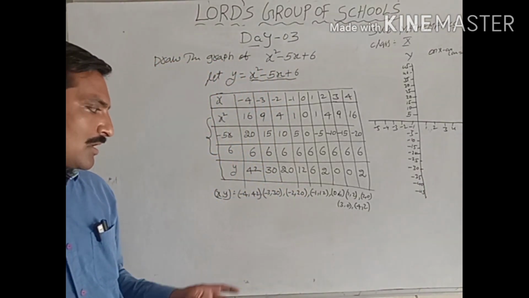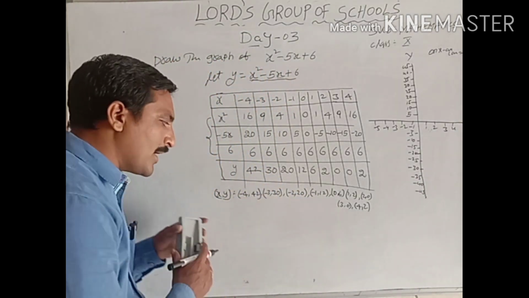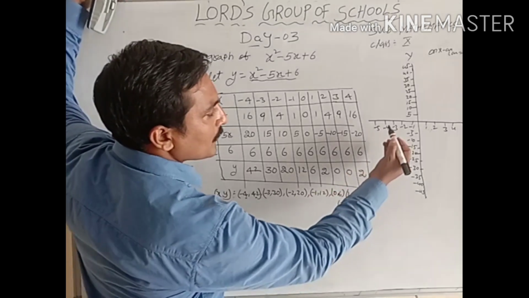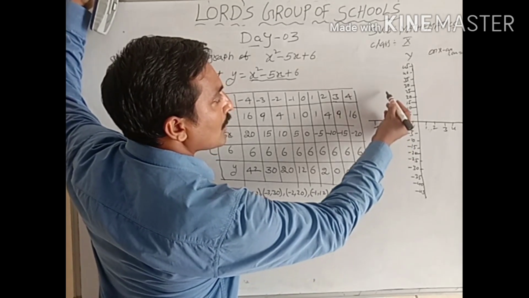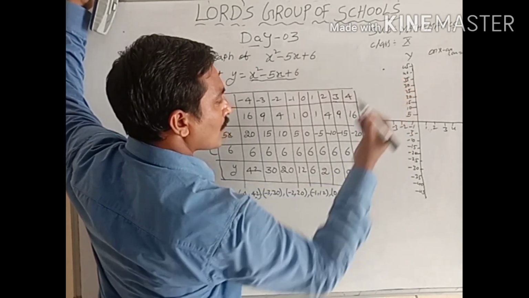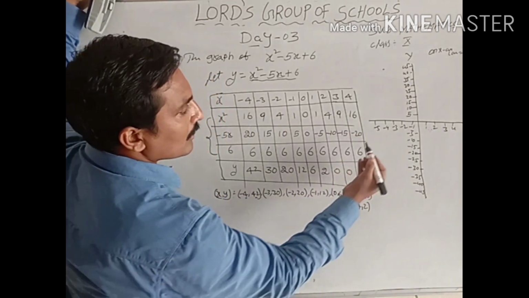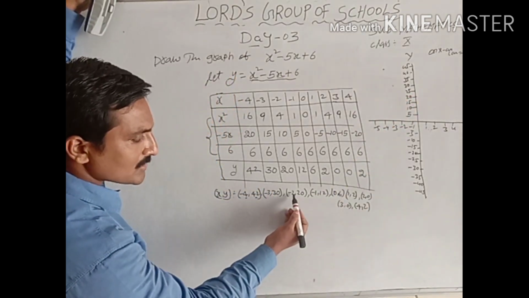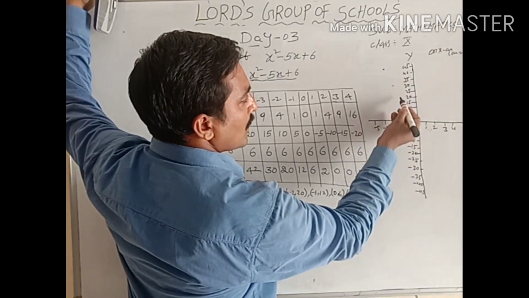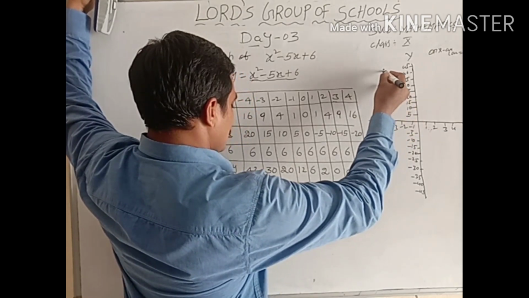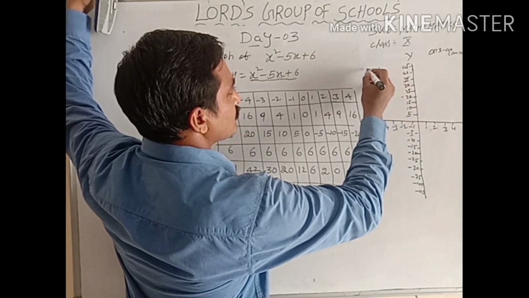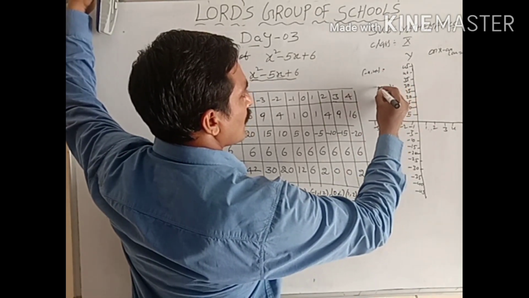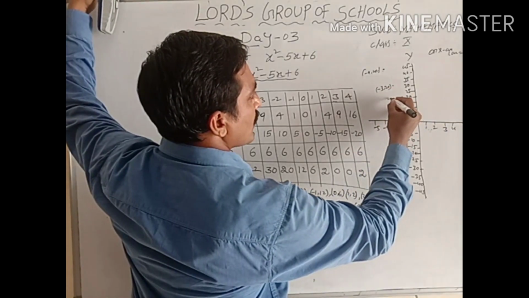Next, plot the points. First, minus 4 comma 42. X value is minus 4, y value is plus 42. The y value is on the upside. Keep the point here. Minus 3 comma 30. Keep the point. Minus 2 comma 20. Here this point is minus 4 comma 42, this point is minus 3 comma 30, and this point is minus 2 comma 20.